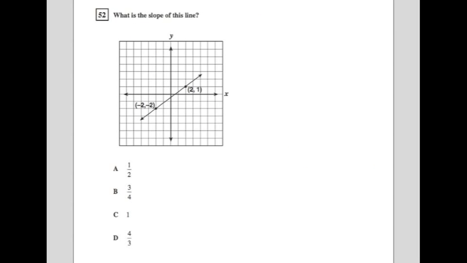All right, number 52 says, what is the slope of this line? As you can see, we can do it the same way we did it in the last problem, where we can do slope equals rise over run. There are two ways to do this one. Let's do rise over run first. A lot of you guys like doing it this way, and that's fine. So let's go ahead and do this.